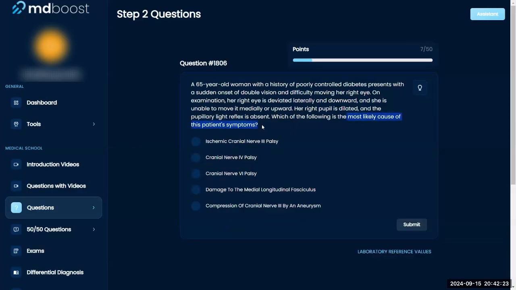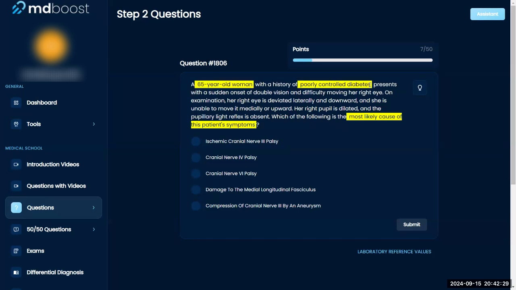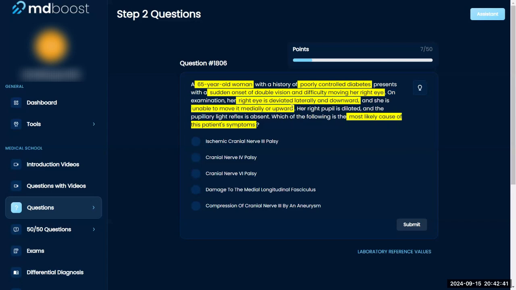Which of the following is the most likely cause of the patient's symptoms? A 65-year-old woman with a history of poorly controlled diabetes presents with sudden onset double vision and difficulty moving her right eye. On examination, her right eye is deviated laterally and down, so it's down and out. She is unable to move it medially or upward. Her right pupil is dilated, and the pupillary light reflex is absent.